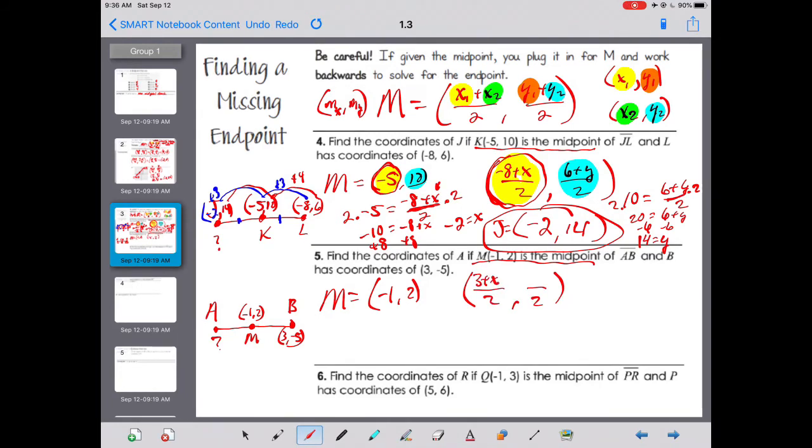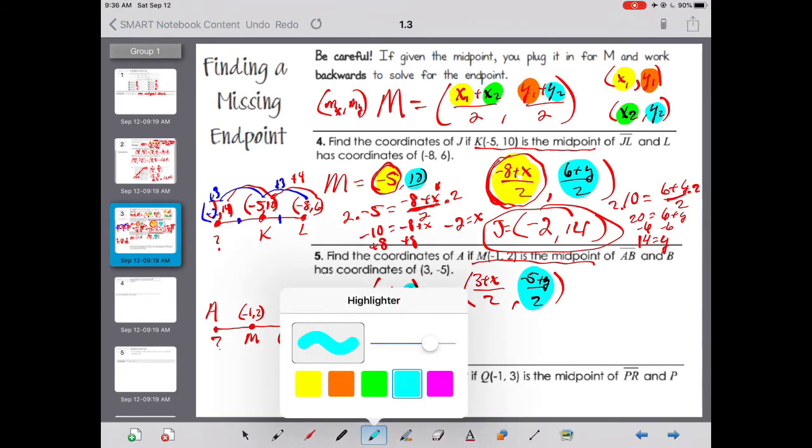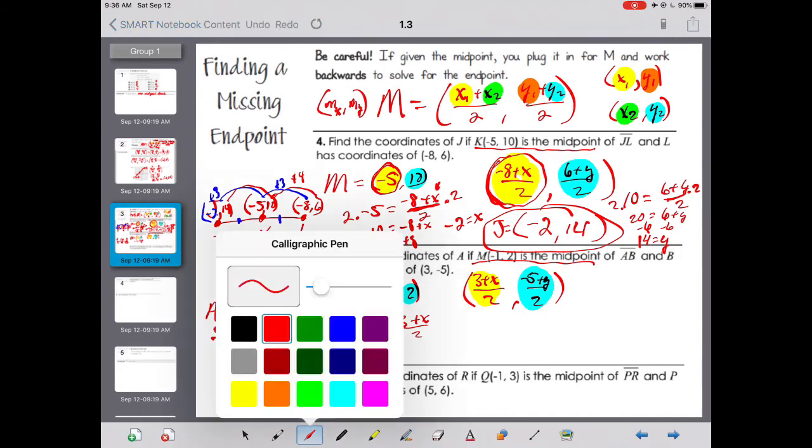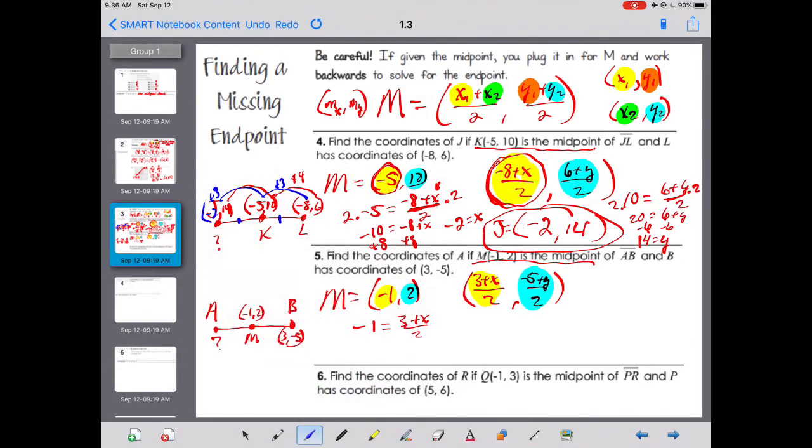So the x they give me is 3. The y they give me is negative 5. And I need these to match. The y and the y. The x and the x. So I'm going to set up equations. Okay. So negative 1 needs to equal 3 plus x divided by 2. And I'll do it in blue for the y. 2 needs to equal negative 5 plus y over 2.